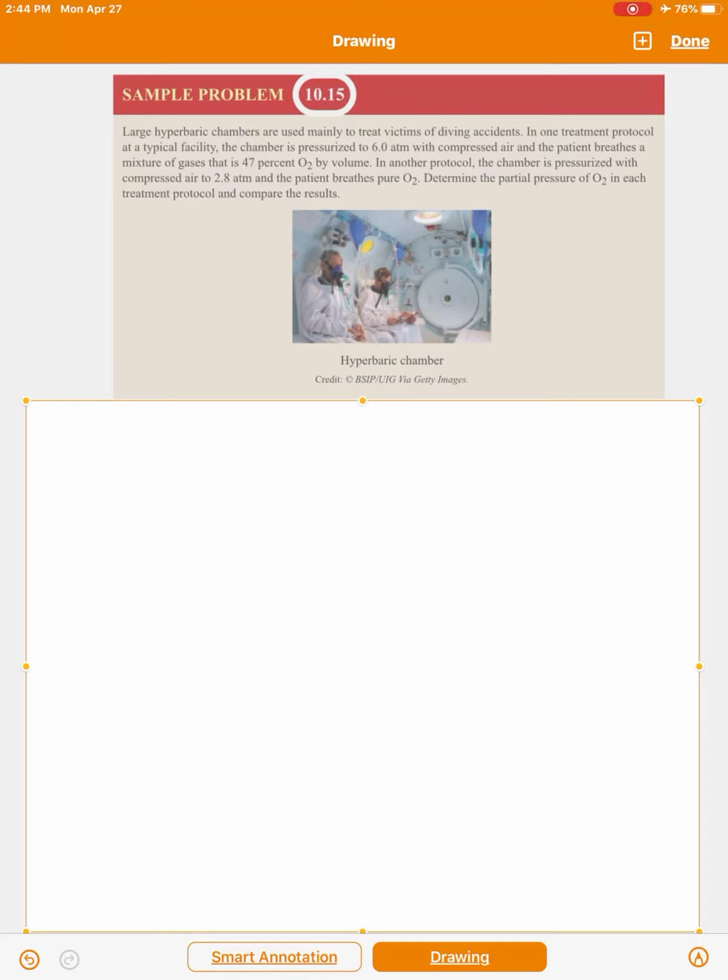Okay, so the idea here is the partial pressure of oxygen is equal to the mole fraction of oxygen times the total pressure. That's the expression we would use.